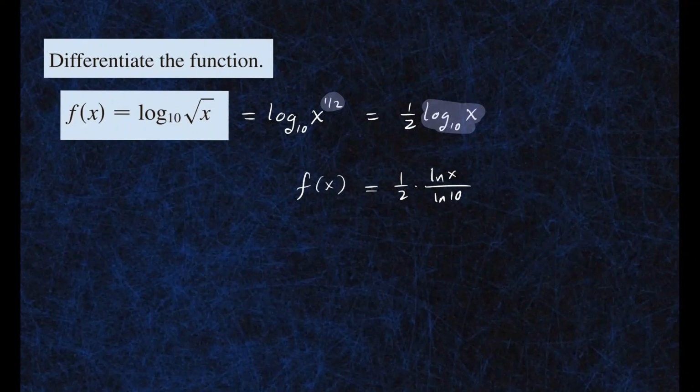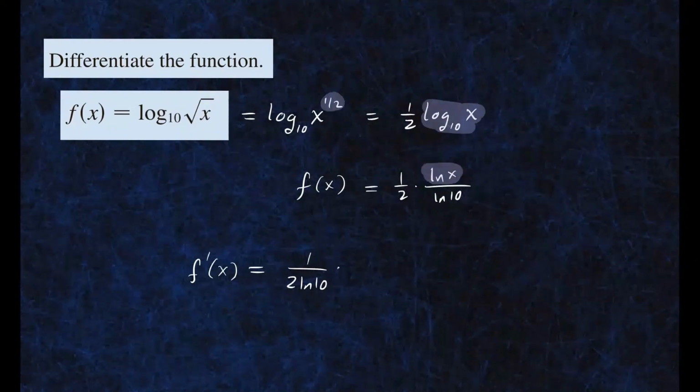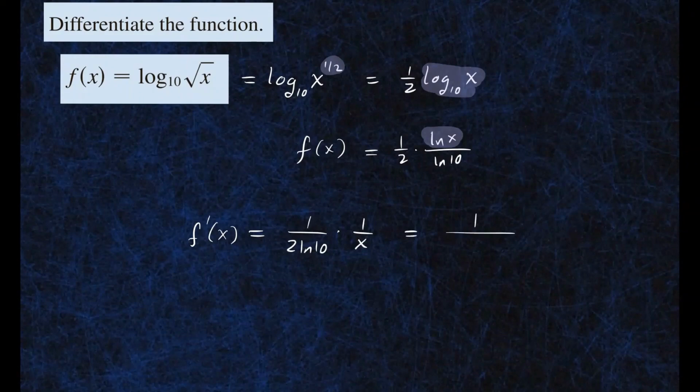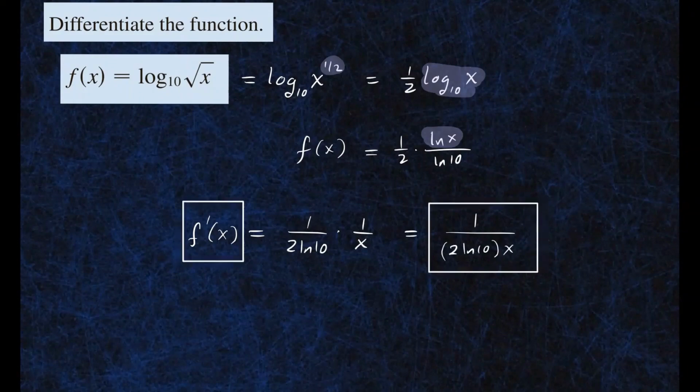And now let's differentiate. So we have f prime of x is equal to, so 1 over 2 and ln of 10, these are all constants. And I'm taking the derivative of only this piece right here, ln of x. And we know the derivative of ln of x is 1 over x. And there you go, that's your derivative. So we can just rearrange. This can be written as 1 over 2 ln of 10 times x. So that will be our derivative of this function.